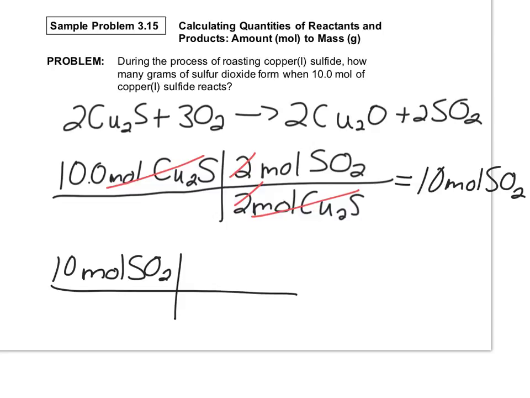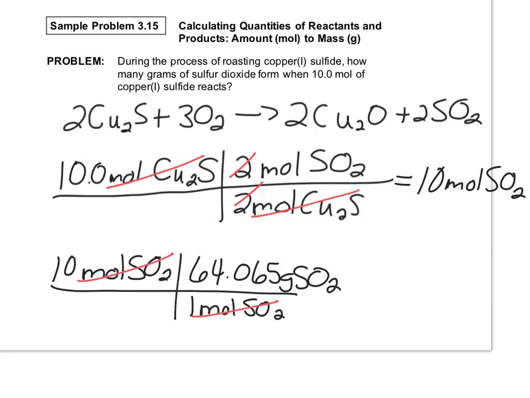And so from the molar mass, from the periodic table, for every 1 mole of sulfur dioxide, there's 64.065 grams of sulfur dioxide. So moles divided by moles equals 1. They cancel. What's that going to equal? 640.65 grams of sulfur dioxide.